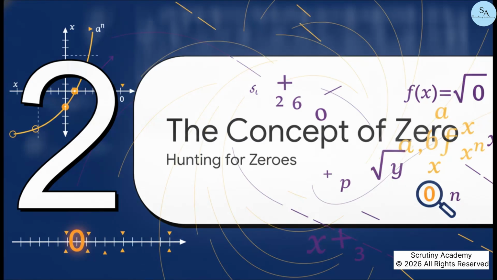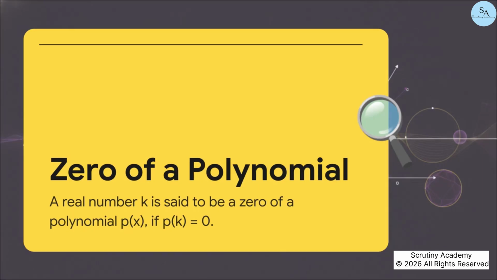Section 2. The concept of zero. Now that we're warmed up, let's tackle our main topic. Please don't look at this as some terrifying abstract formula. It's actually a super logical concept. The formal definition says a real number k is said to be a zero of a polynomial p of x if p of k equals 0.